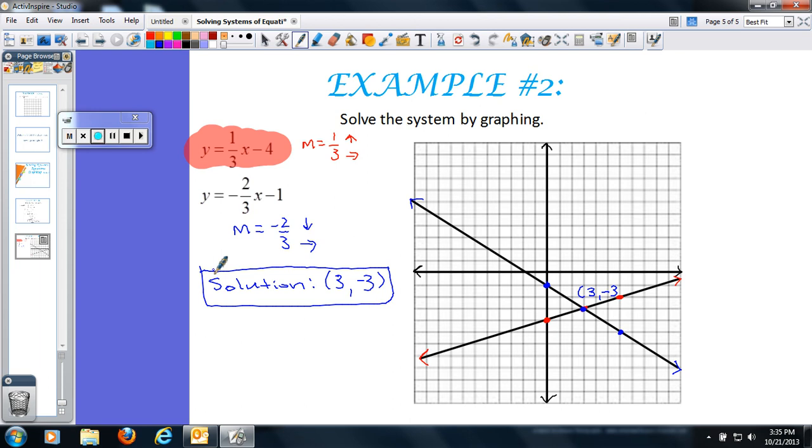Something that didn't come up in these examples is, what happens if they don't cross? Then what would the solution be? The solution would be none, because they're parallel, which means at no point is there going to be an answer that's true for both equations, as is necessary for it to be a solution.